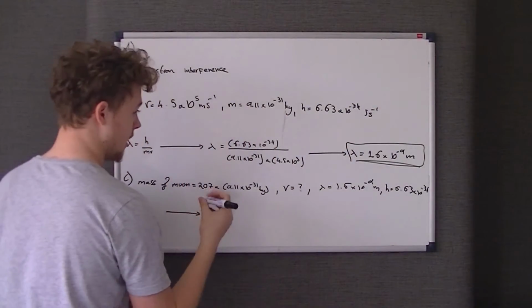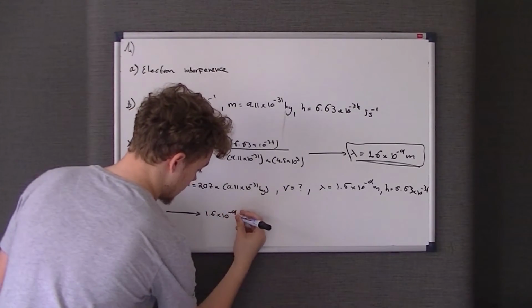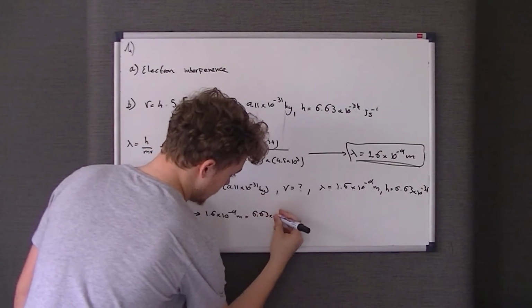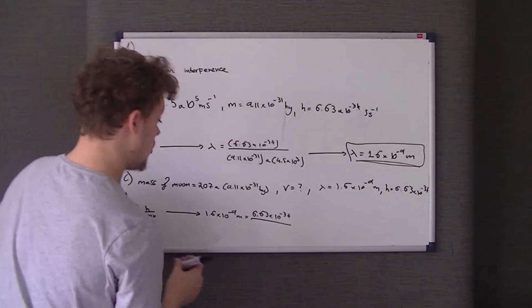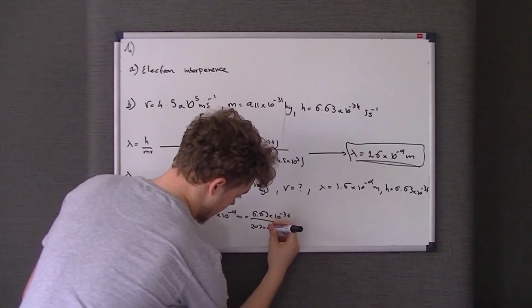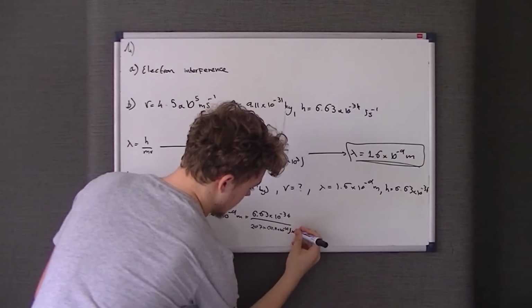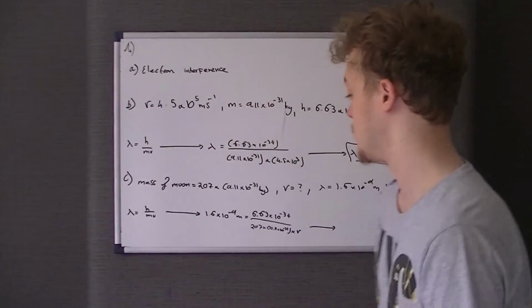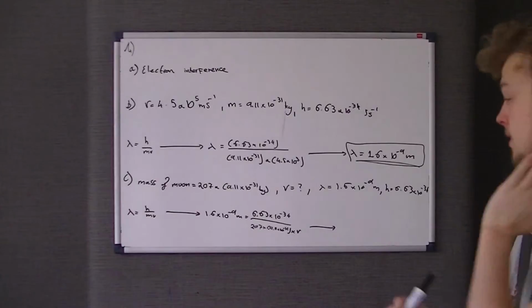But anyway, the wavelength is 1.6 times 10 to the minus 9 meters, and that is equal to Planck's constant, which is 6.63 times 10 to the minus 34, over the mass, which is 207 times the 9.11 times 10 to the minus 31, and we times that by the speed, v. So what I'm going to do is times both sides by v, in other words, move the v over to the left hand side and divide both sides by 1.6 times 10 to the minus 9.